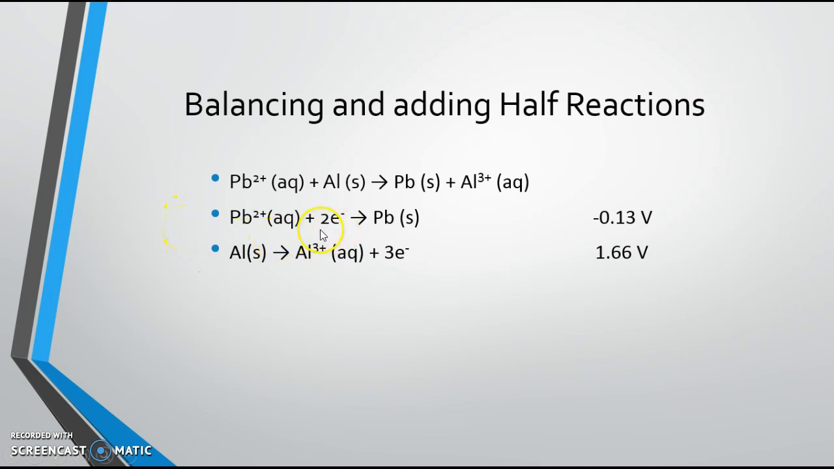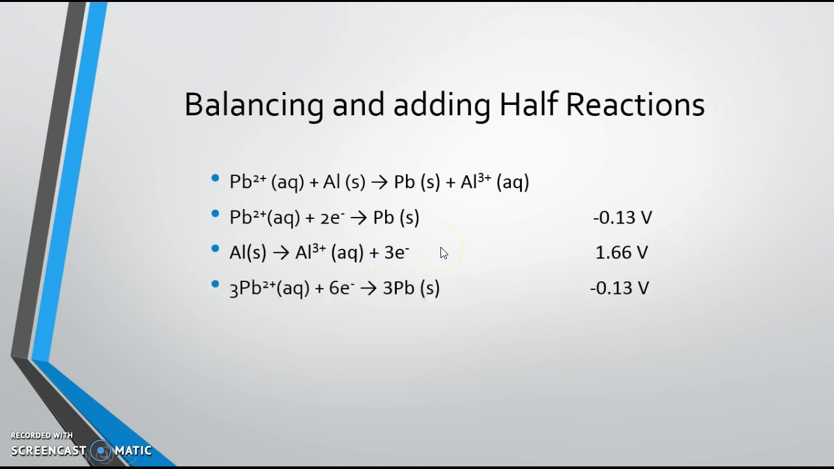Well, let's think about it. Lead needs to gain 2 electrons, and aluminum needs to lose 3 electrons. The only way lead can gain 2 is if it gets them from something, and the only way aluminum can lose 3 is if it gives them to something. So how does this gain 2 and this lose 3? Well, it doesn't. So once again, we need to think of the least common multiple of 2 and 3. So what if they have 6 electrons gained and lost back and forth?